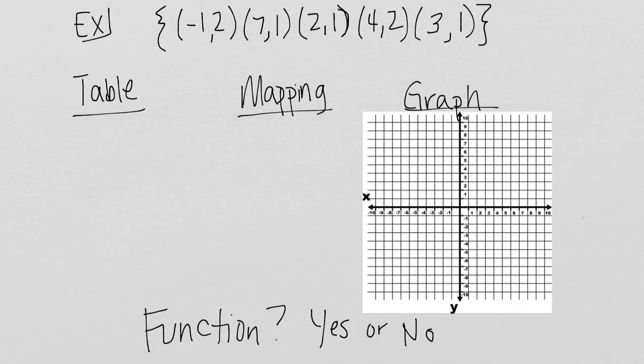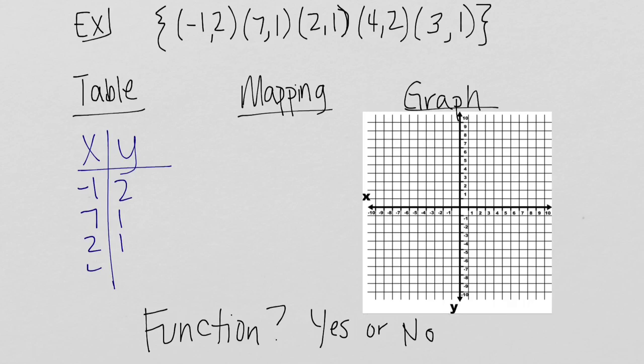Alright, so for this one, let's see if we can get this one together. So we've got x and y. So our first point's -1, 2. So I'm just going to put the x and the y value beside each other. Then we have 7, 1. 2, 1, 4, 2, and 3, 1.